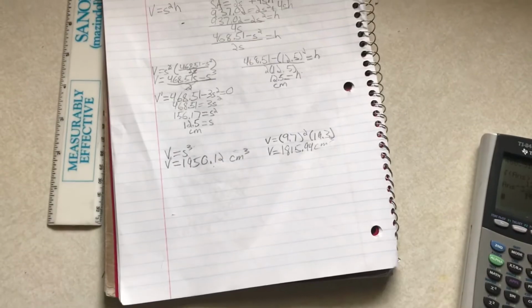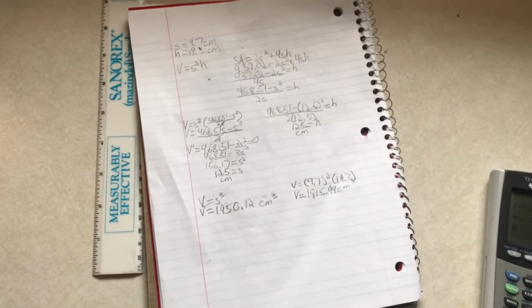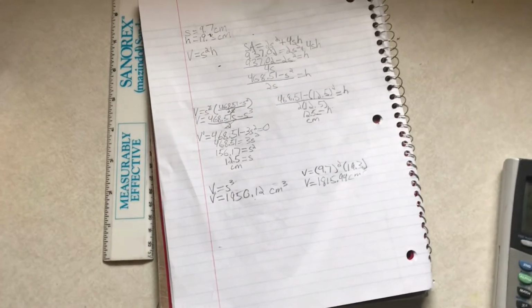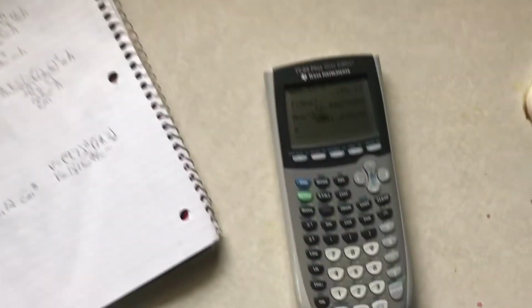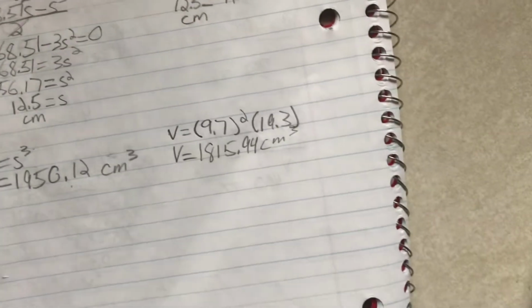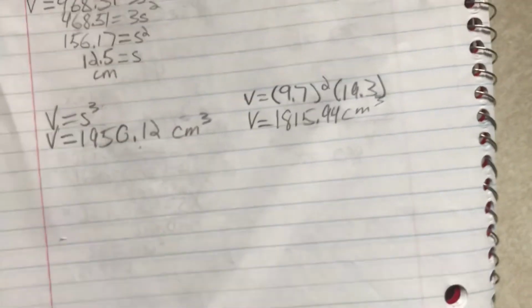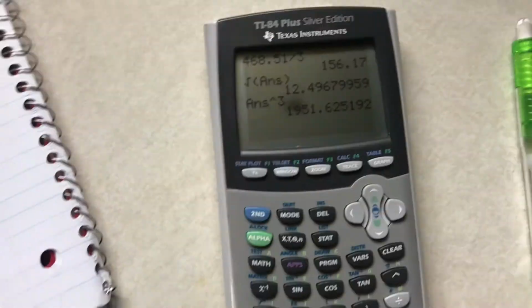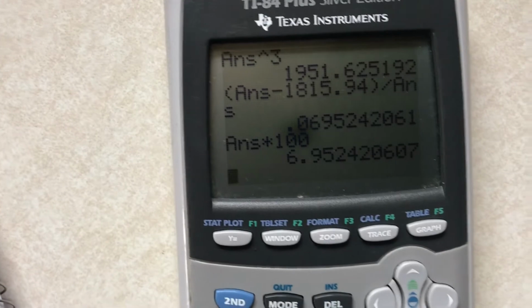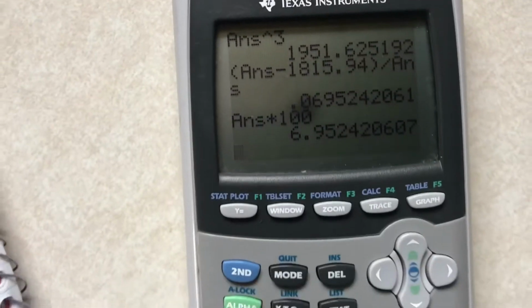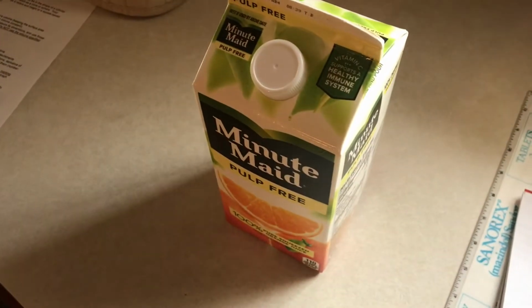There you have it. So if we wanted to figure out what percentage of additional volume we would be adding if we use the optimized dimensions, then all we would have to do is take the optimized volume minus the actual volume and take that divided by the actual volume. So we'll go ahead and do that right now. And we would get 6.95% more volume if this thing looked like a cube.